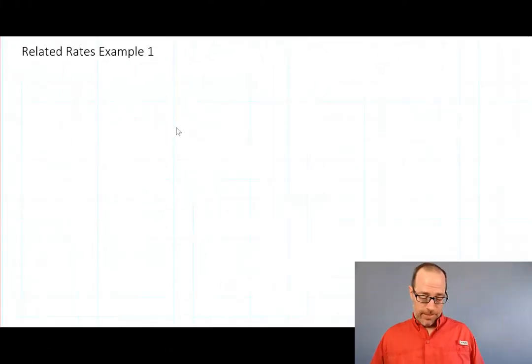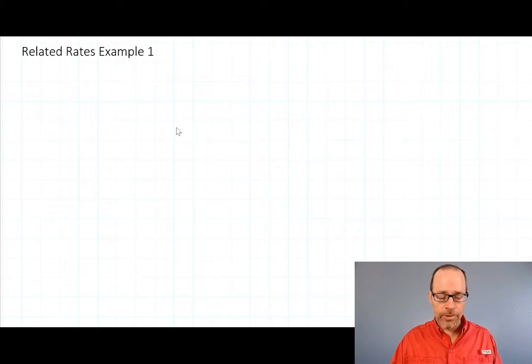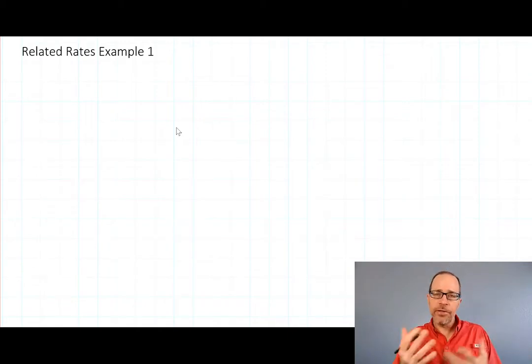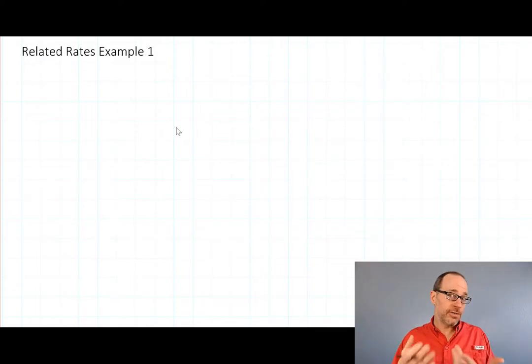Welcome back. Let's turn to an example for related rates. Related rates simply mean this. Whenever you have two variables and they're related by an equation, then the rate at which they're changing, that is, their derivatives, will also be related.